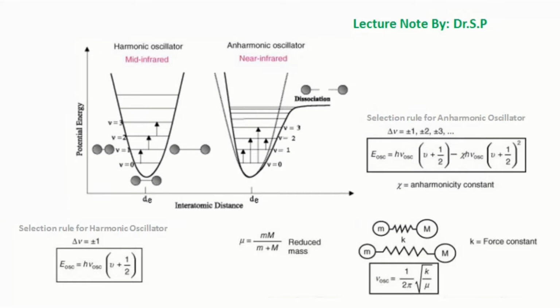According to the selection rule, an electron can excite within the range plus minus 1 in the harmonic oscillator and other transitions are forbidden. But in an anharmonic oscillator, an electron can excite within the range plus minus 1, plus minus 2, plus minus 3, and so on. There is no forbidden transition as in the anharmonic oscillator.